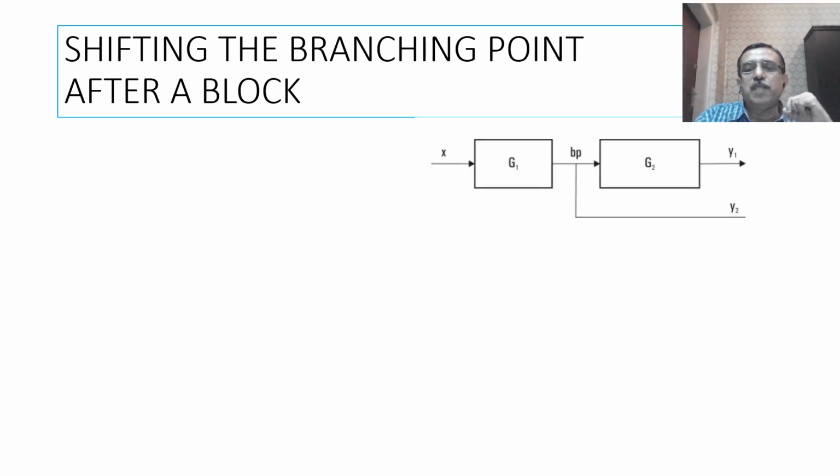So if you are shifting a branching point after a block, I am going to shift the branching point here. Can you guess what I should do? Suppose I take the signal from here. The idea is, now y2 is what? y2 is x into G1. So if I take from here, then also I want it to be x into G1. So let us see.